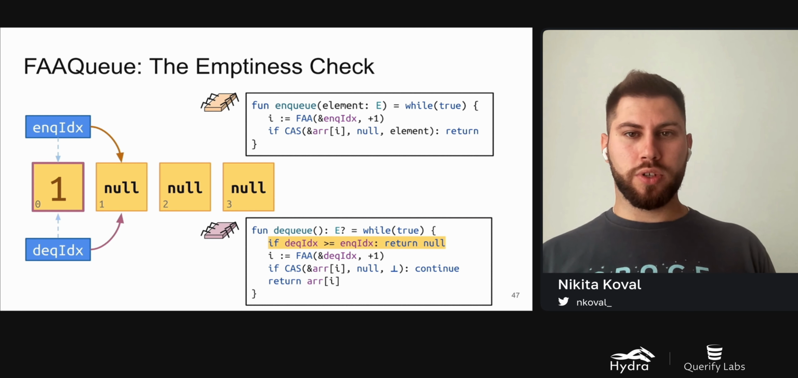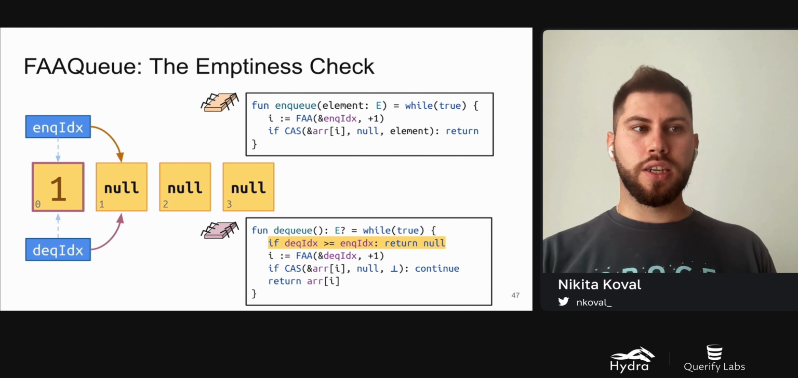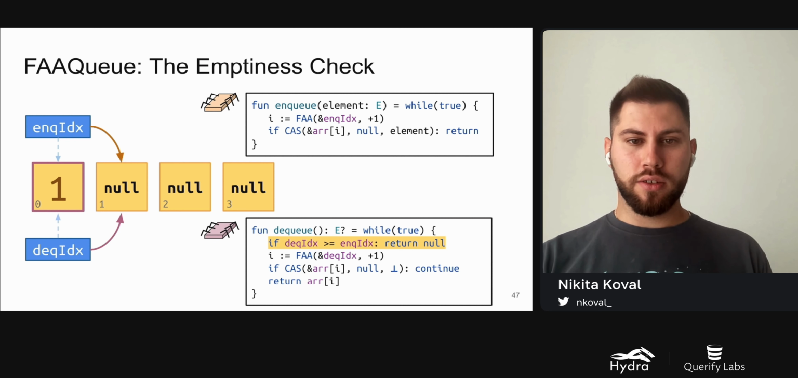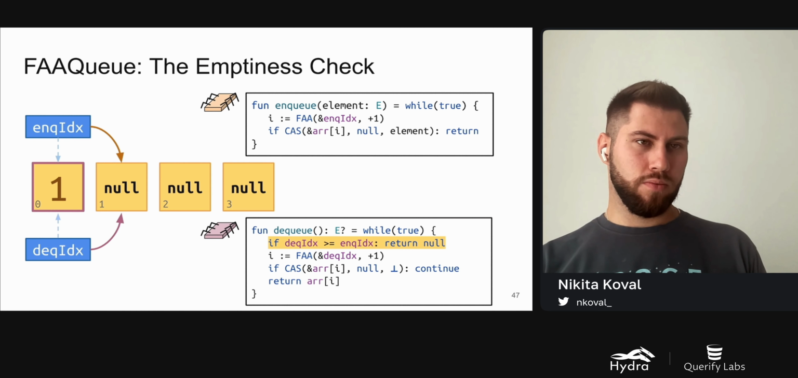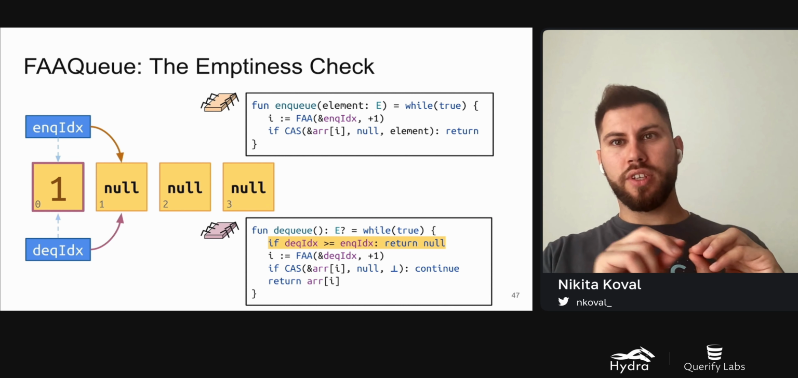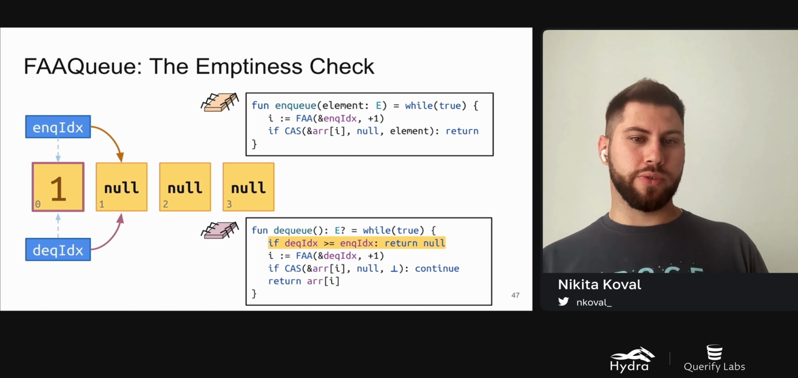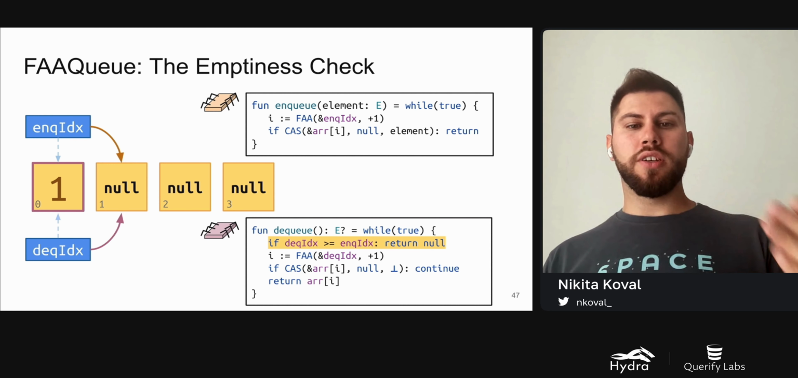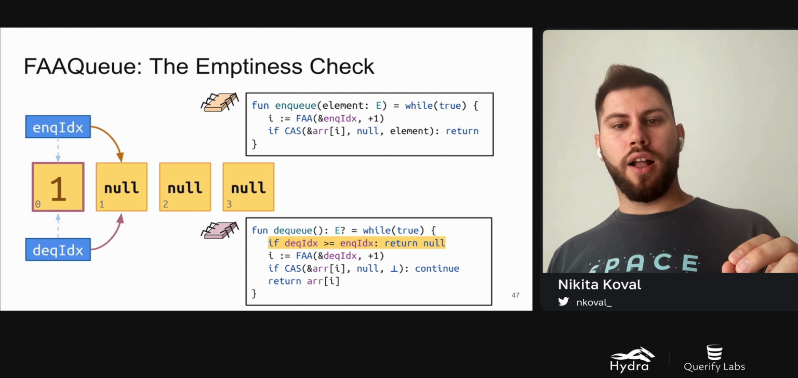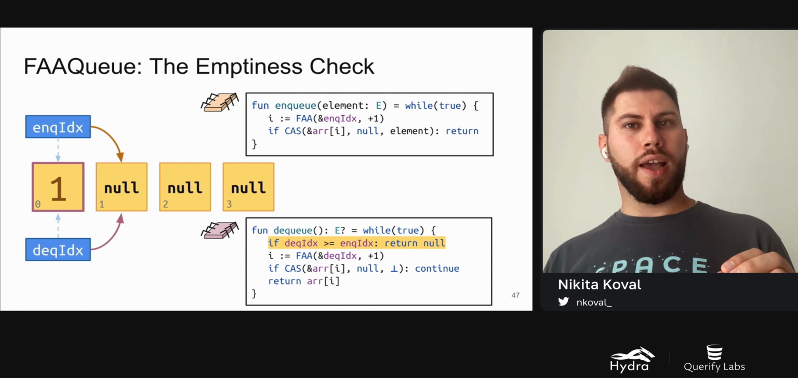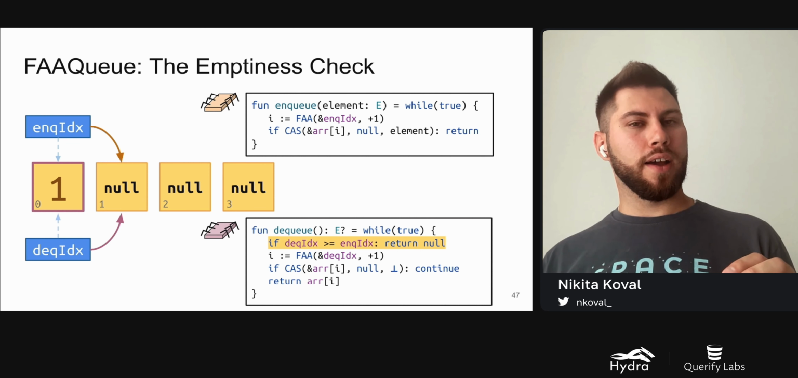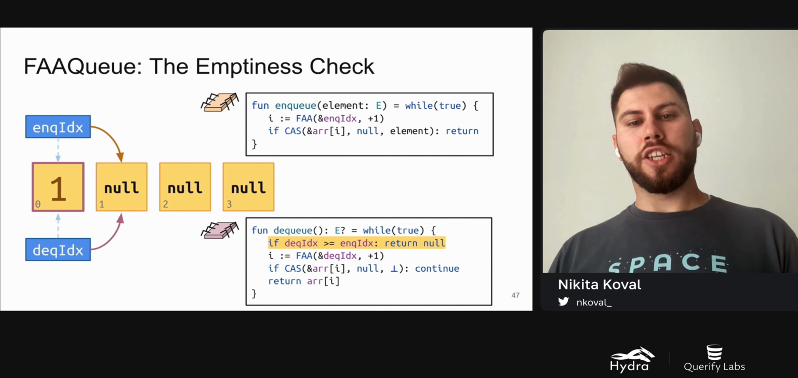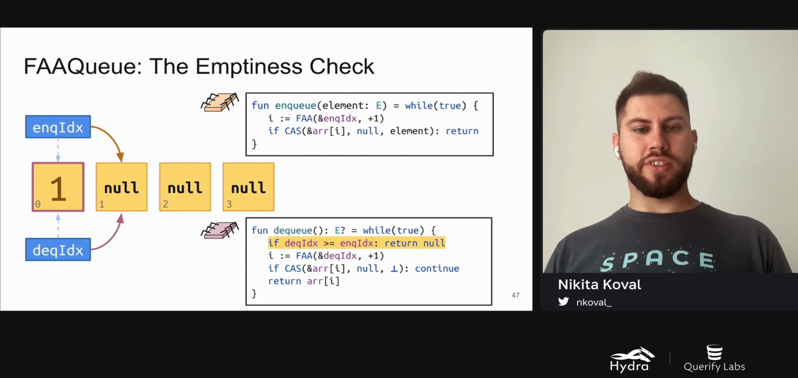And also, what is important here is that we must read deq index before enq index. You remember that deq index always increases and enq index always increases. So when we read deq index and then enq index, then at the point of reading deq index, enq index also contains some value. And when we read the enq index after that, it contains either the same value or greater value. So our condition will still be correct.